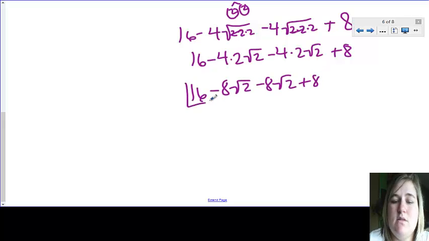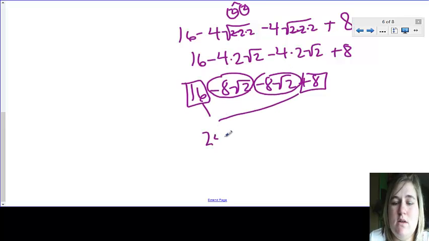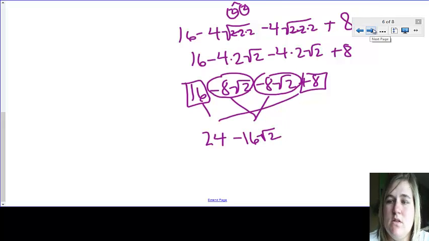Now I can combine some like terms. 16 plus 8, and negative 8 radical 2 minus 8 radical 2. 16 plus 8 gives me a 24. Negative 8 radical 2 minus 8 radical 2 gives me a negative 16 radical 2. Final answer.